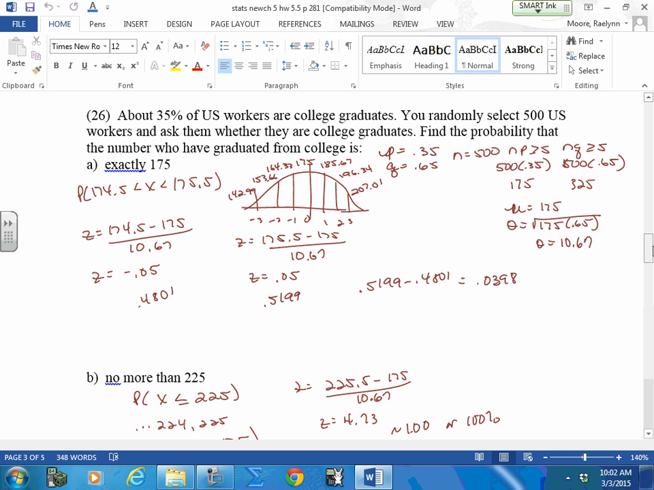Workers are college graduates. You randomly sample 500 and ask them whether they are U.S. graduates. And they're going to say yes, they are. No, they're not. So you find the probability that the number that graduated is exactly 175. Look where 175 falls. Right here, right in the middle. Okay? Exactly 175. That's a lot. That's a pretty big bar there. Okay, so you've got an in-between setup.